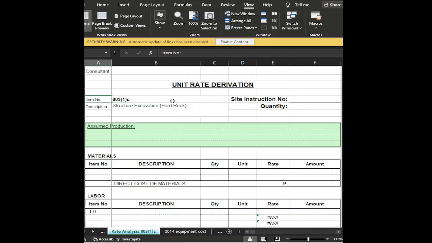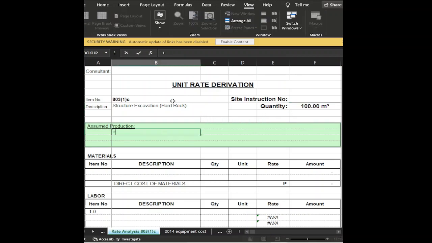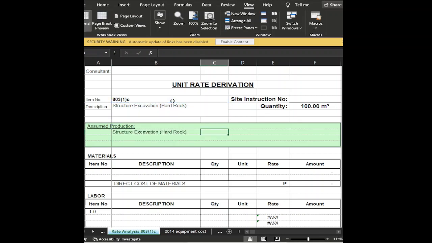Our previous discussion was about 8031B, which is the structure excavation for soft rock. Now we are going to analyze the hard rock. Just like before, we will assume that our quantity is 100 cubic meters. Then I will put the description here: structure excavation for hard rock.